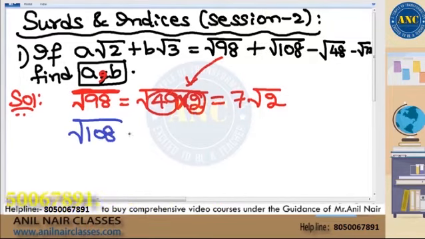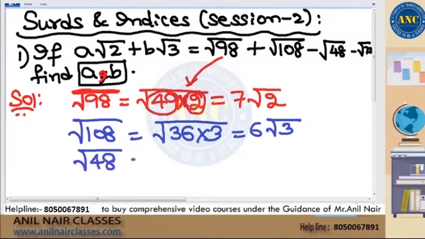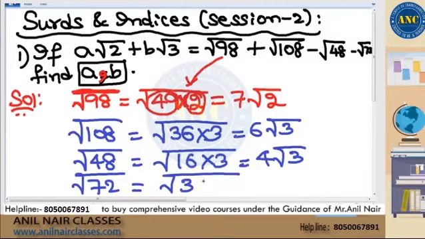Similarly, root of 108. 108 can be written as 36 into 3. Root 36 is 6, and root 3 I will write as it is. Similarly, root 48 is nothing but 16 into 3. The square root of 16 is 4, so it is 4 root 3. And the last term is root 72. Root 72 can be written as root of 36 into 2. Root 36 is 6, so it is 6 root 2.